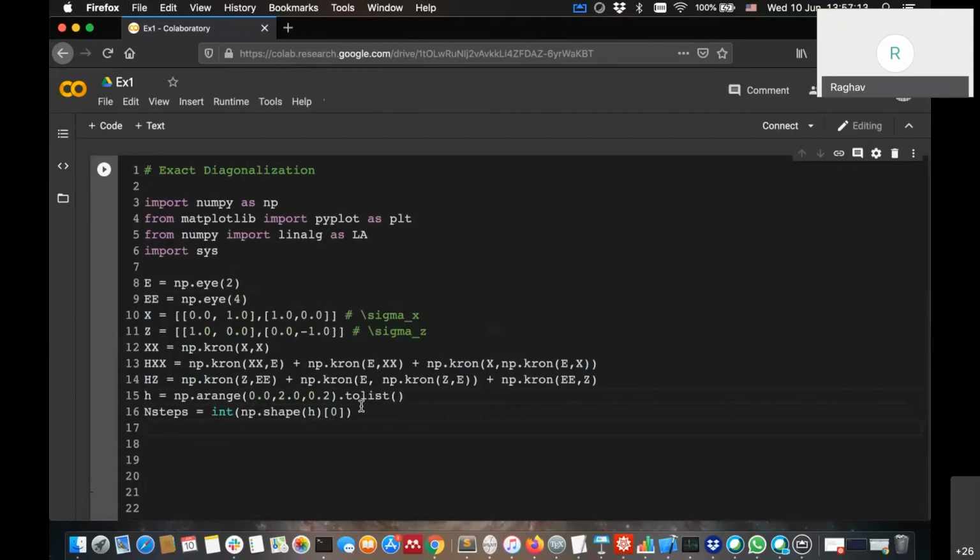Okay. So now we'll generate different values of H, and then the number of steps will just be the shape of the list we generated. And now we should also store the ground state energy for each of these n steps. So we'll do that.